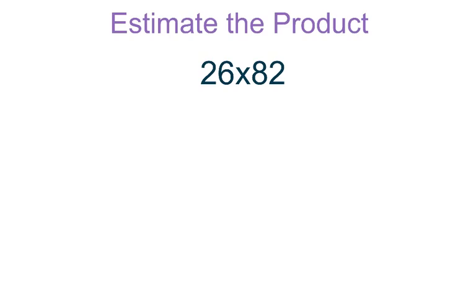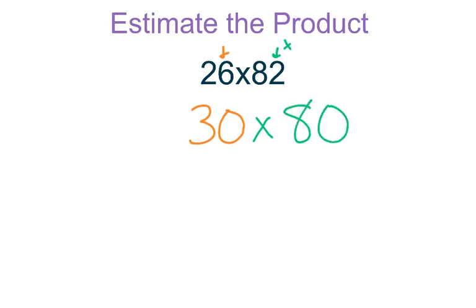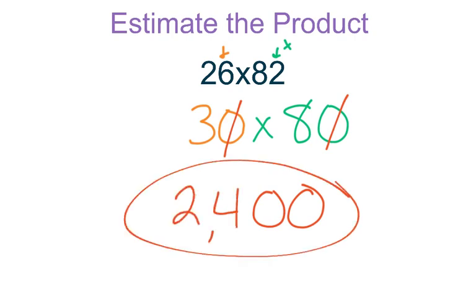We want to know, is 26 closer to 30 or 20? Its neighbor is a 6, that's 5 or greater, so we would round up to 30. Times, is 82 closer to 80 or 90? Its neighbor is a 2, so we would just ignore that and round this to 80. Now we're going to go ahead and multiply. We're going to cross those two zeros out, place them down below. 8 times 3, or 3 times 8, is 24. So our estimate is 2,400.